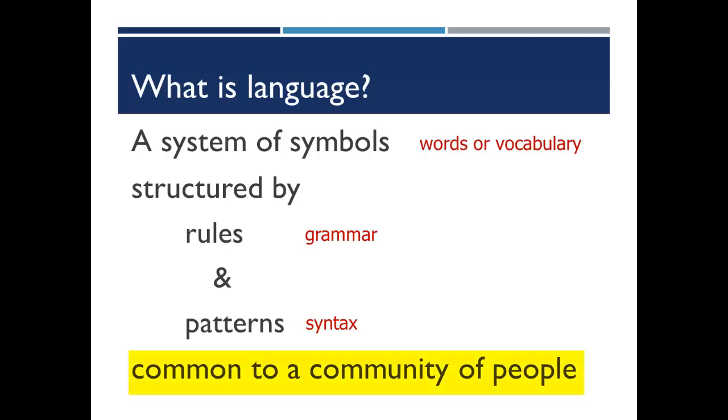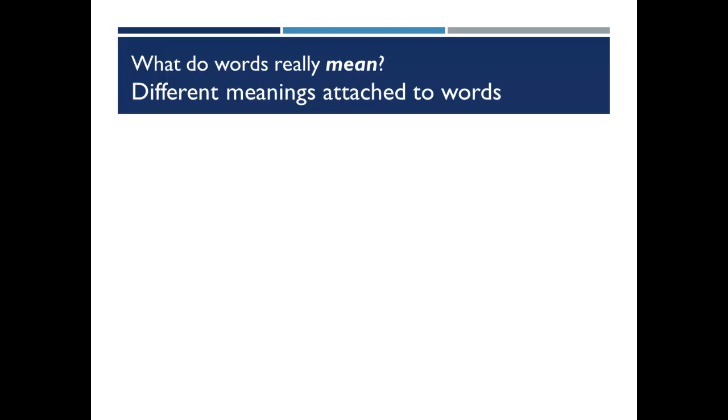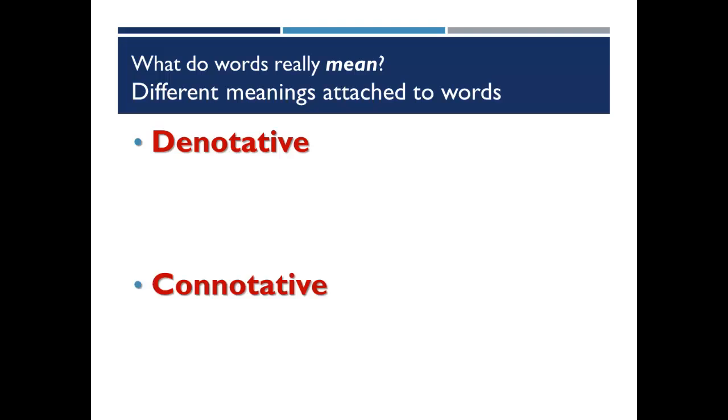You will see that this last phrase in the definition, that is common to a community of people, is important when we discuss the Sapir-Whorf hypothesis. It helps us understand the importance of language in how we perceive and create the world around us. Some of you already know the two different types of meanings that words have, denotative and connotative.